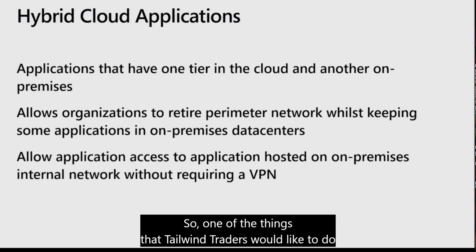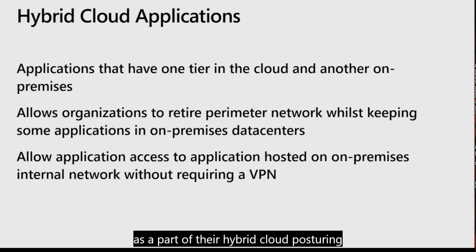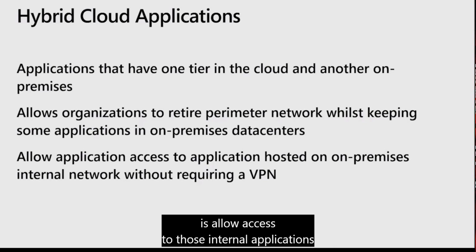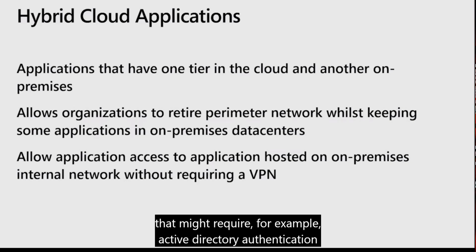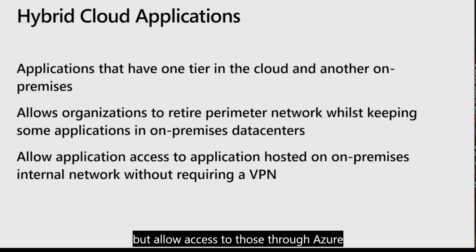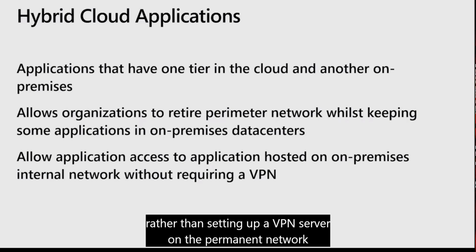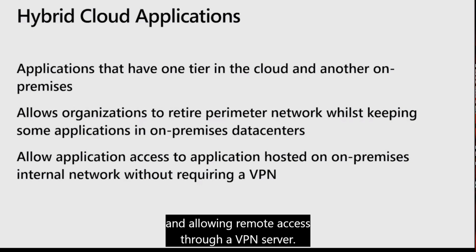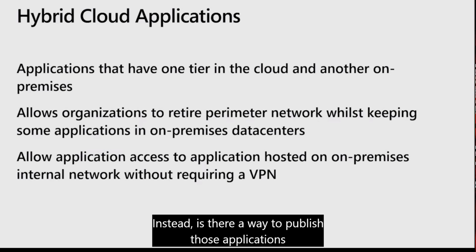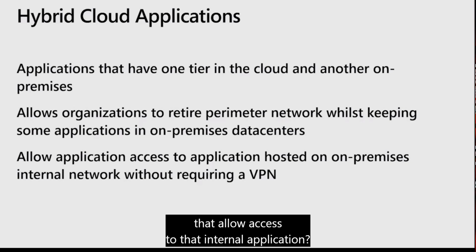So one of the things that Tailwind Traders would like to do as a part of their hybrid cloud posturing is allow access to those internal applications that might require, for example, Active Directory authentication, but allow access to those through Azure rather than setting up a VPN server on the perimeter network and allowing remote access through a VPN server. Instead, is there a way to publish those applications so that Azure can take care of all of the bits and pieces that allow access to that internal application?